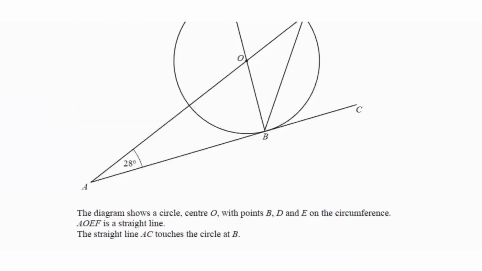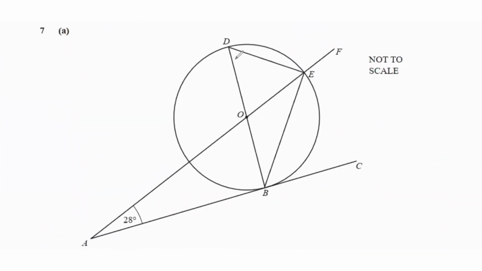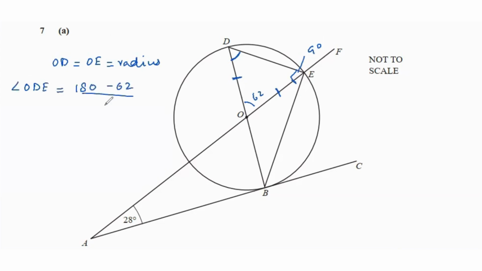ODE is this one. So we said this is 90, this is 62. OD and OE are equal because they both are the radius. So this is an isosceles triangle. So to find ODE, we will do 180 minus 62 divided by 2, which is going to give us 59. That is your answer for that.